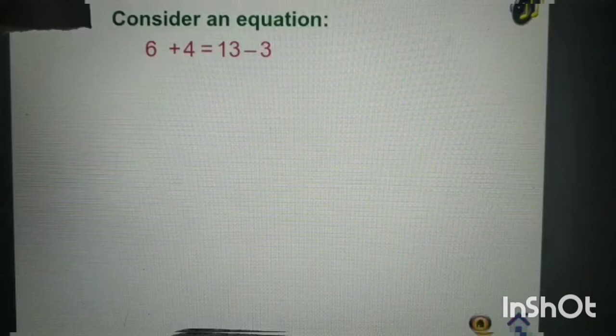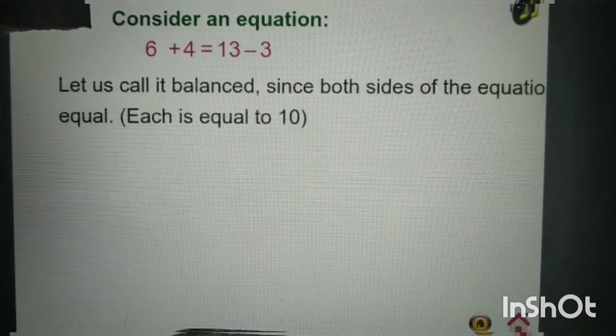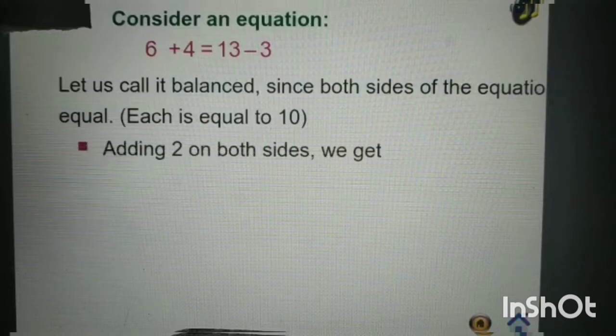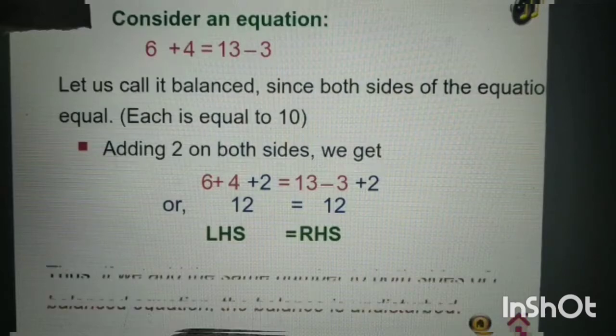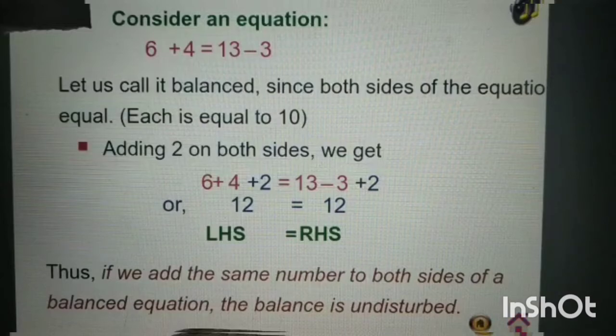Now let us consider the equation 6 plus 4 is equal to 13 minus 3. This equation is balanced as both sides of the equation are equal to 10. Adding 2 on both sides, we get the equation 6 plus 4 plus 2 is equal to 13 minus 3 plus 2, whose left-hand side and right-hand side are equal. Thus, if we add the same number to both sides of a balanced equation, the balance is undisturbed.